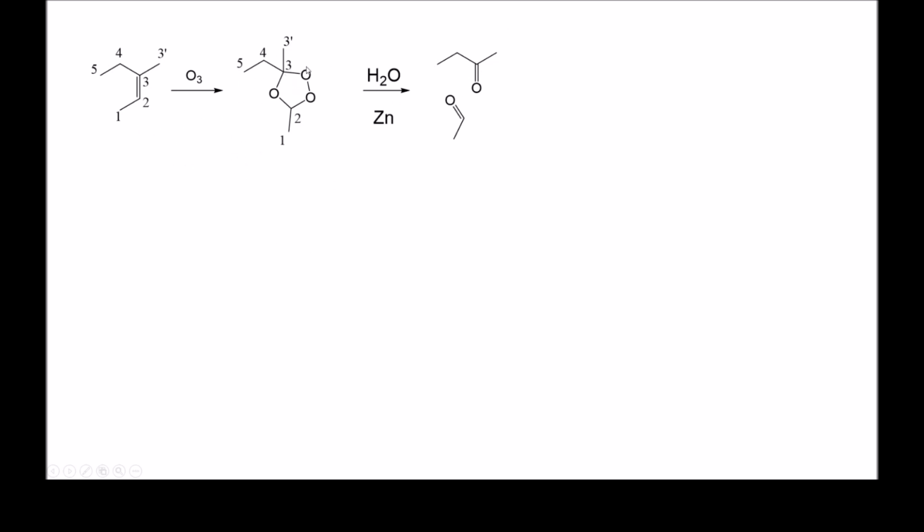And so when it forms the 5-membered ring, it splits across this double bond, so carbons 1 and 2 are down here, and then 3', 4, and 5 are up top. And then when the water and the zinc clip this 5-membered ring apart, carbons 1 and 2 end up on the bottom, and 3', 3, 4, and 5 end up on top. So this is just an exercise in keeping track of where the carbons are going during ozonolysis, and it helps you see what's going on in this reaction.